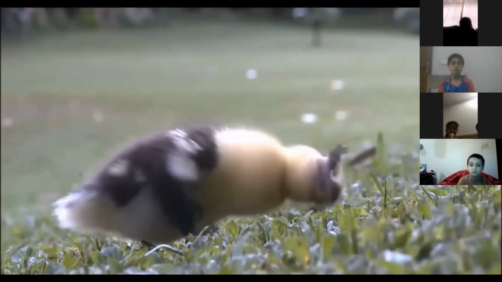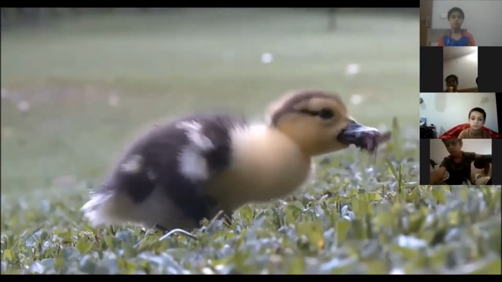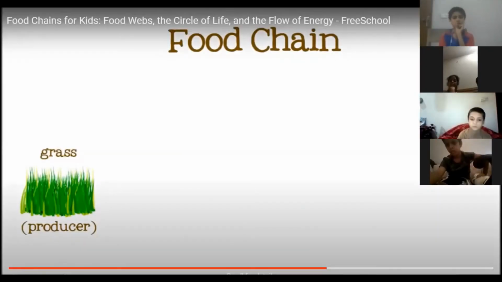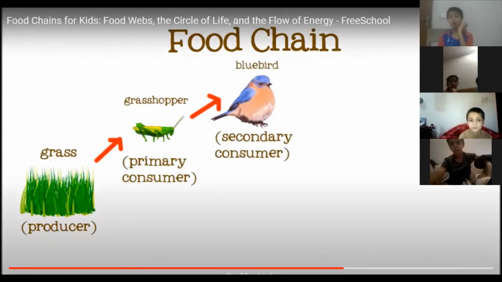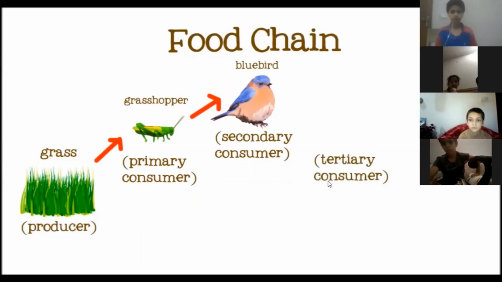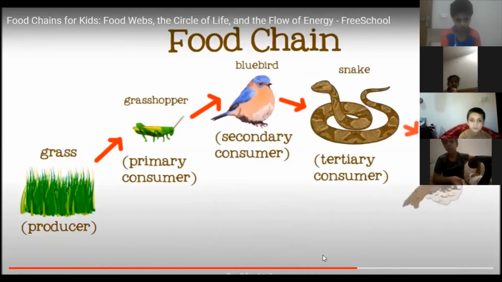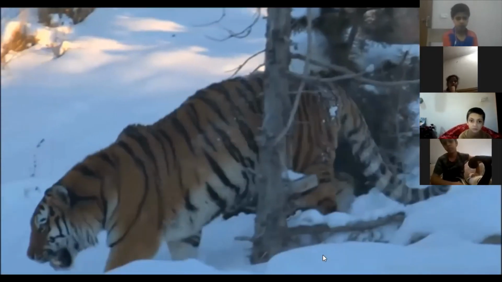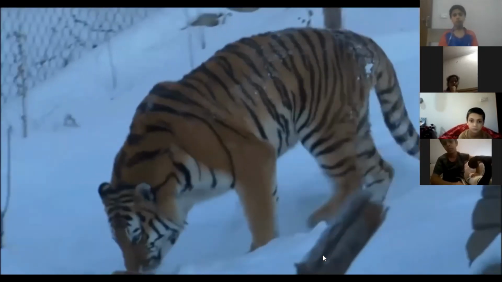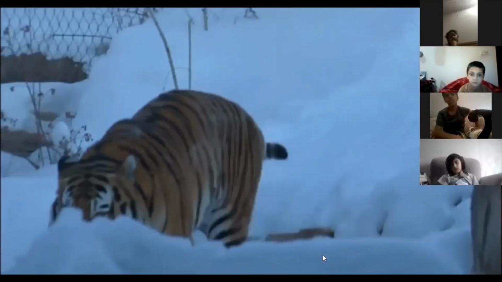Let's take a look at a longer food chain that also begins with grass. This time, let's make our primary consumer the grasshopper. The grasshopper eats the grass and then gets eaten by a secondary consumer, a bluebird. Then the bluebird gets eaten by a tertiary or third level consumer, a snake. The snake is eaten in turn by an owl. The owl is the apex predator in this food chain. Apex predators are not hunted and eaten by any animals. We say that they are at the top of the food chain.